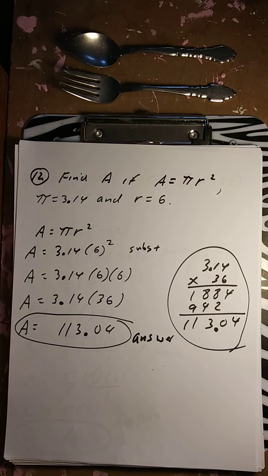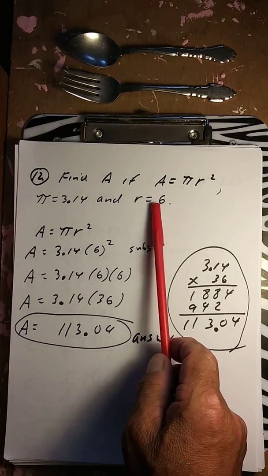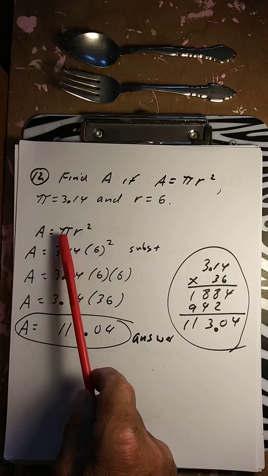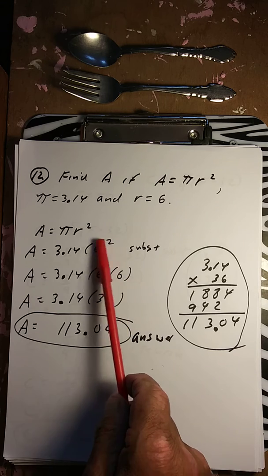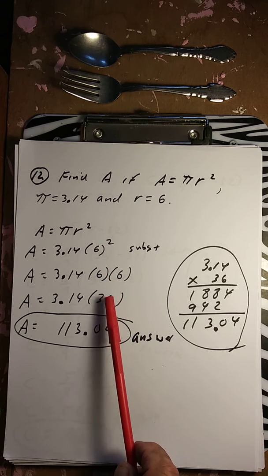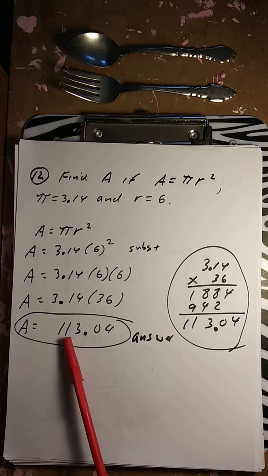Ordered pair. Find A if A equals pi r squared. Pi is this number, r is that number. So let's substitute. A equals pi r squared. Pi is 3.14. R is 6. Rewrite this as 6 times 6, and 6 times 6 is 36. Times 3.14 is going to end up being 113.04.